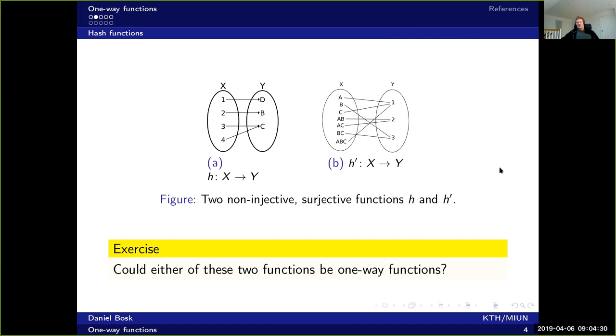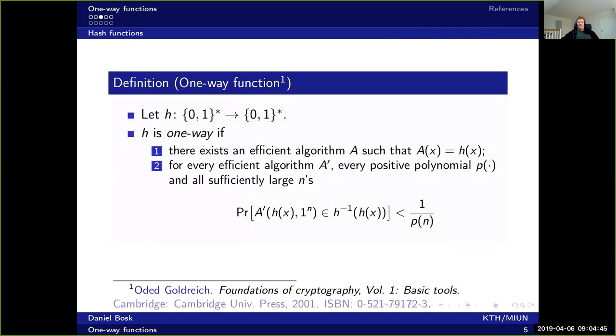So think about this for a bit. Could these two be possible one-way functions? Think about this for a moment. They cannot be one-way functions, because we can easily enumerate all the possibilities of inverses. And sometimes it's sufficient to find one of the possible inverses, and that's not really acceptable to us.